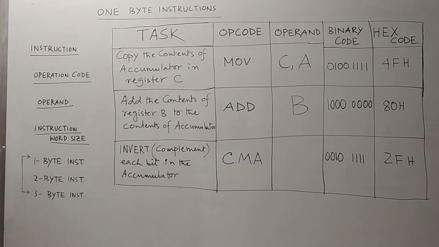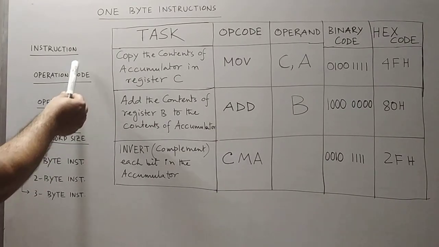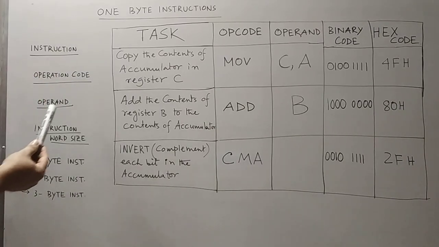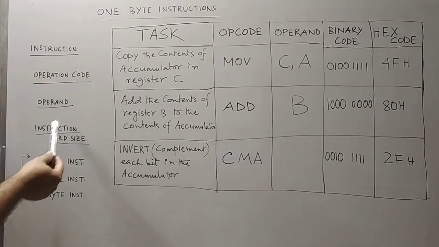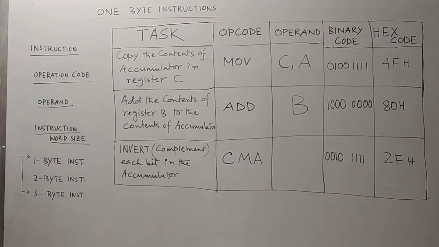So each instruction has two parts. One is the task to be performed, called the operation code or the opcode, and the second is the data to be operated on, called the operand. So first thing is instruction, second is your operation code, third is your operand. Fine.